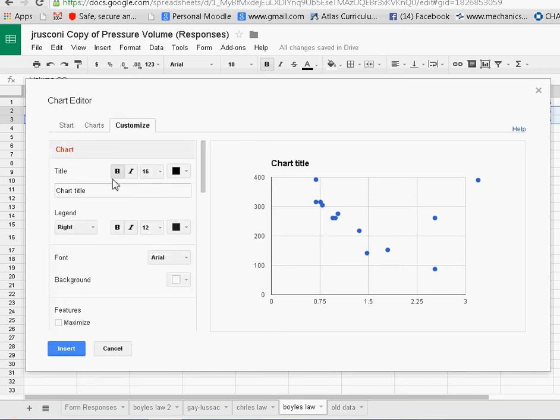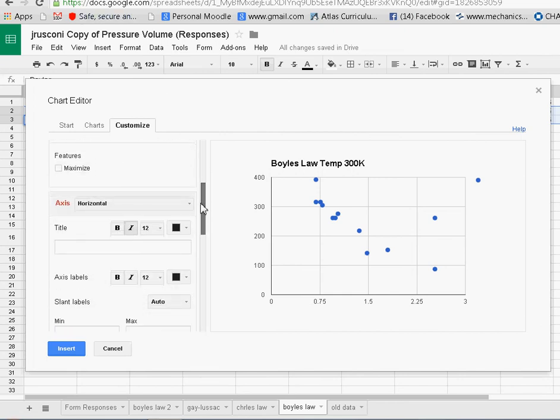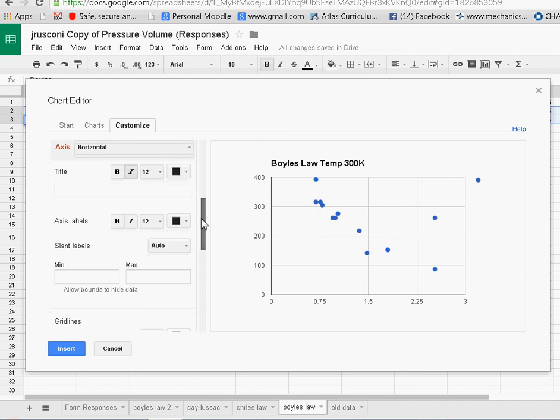I'm going to customize it, and my title here is Boyle's Law. And I can even go a little bit further, temp 300K. All right, and then we can do a few other things. I think I should be able to go with a legend. Let's see what else we can have. How about the x-axis and the y-axis? Let's see if we can do that, because axis labels.